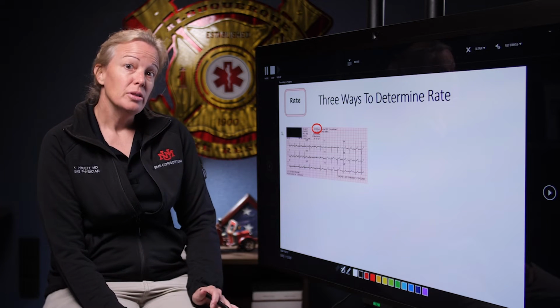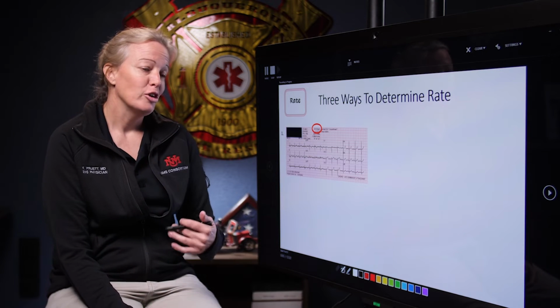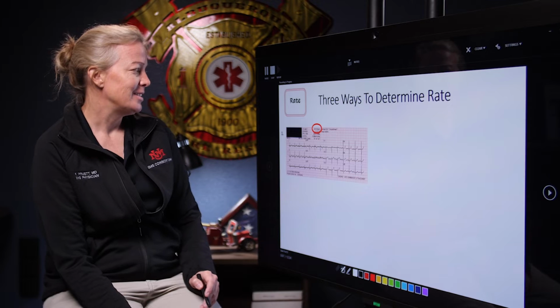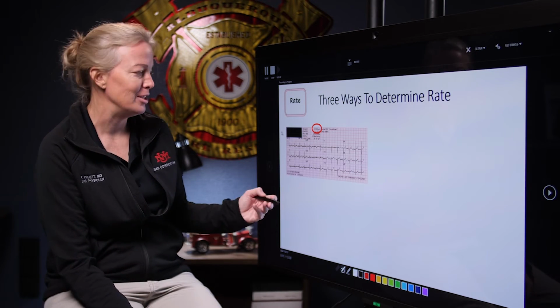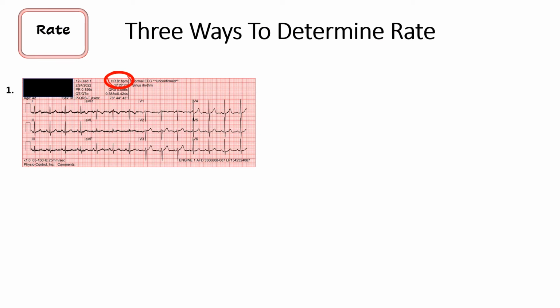So the rate, there's 3 ways to determine it. I prefer things to be easy the majority of the time, and so thankfully, we have computers that do a lot of calculations for us. They tell us the rate right up here at the top. Now, a downside of that is they're not always totally correct. But I do tend to look at that first and just see, is it fast? Is it slow? Does it look like it's about the right range? And then I can confirm with my eyes with what the computer says.